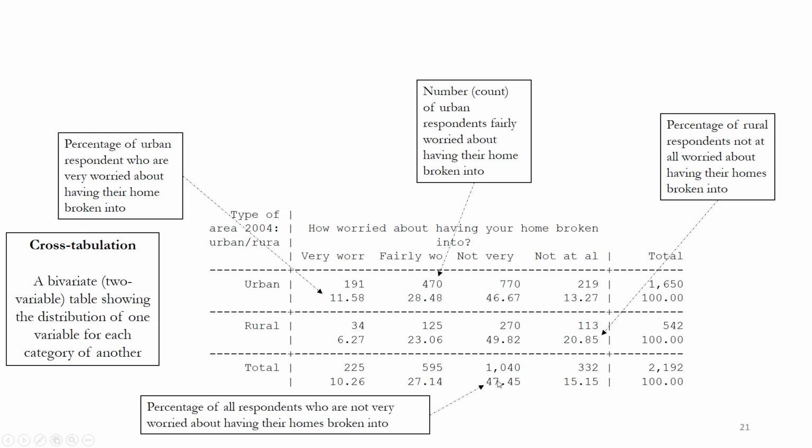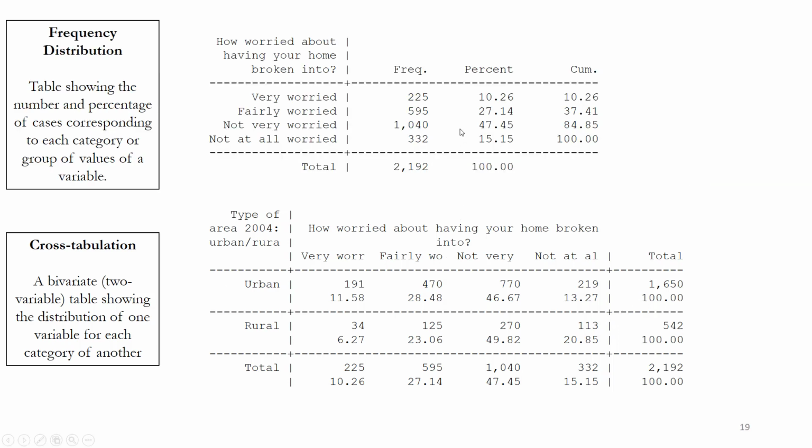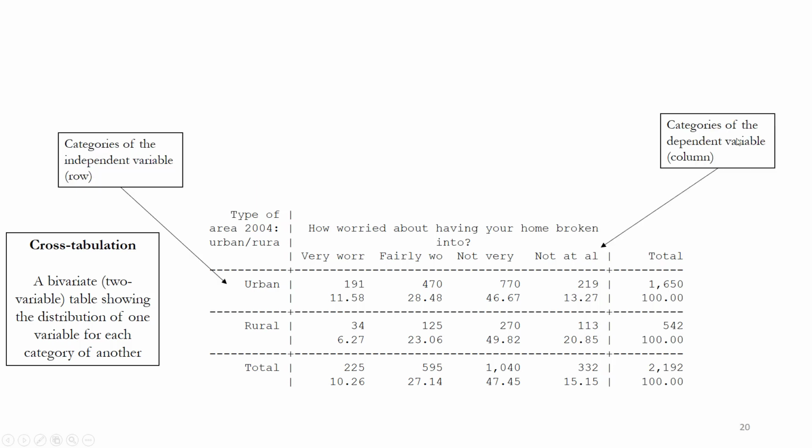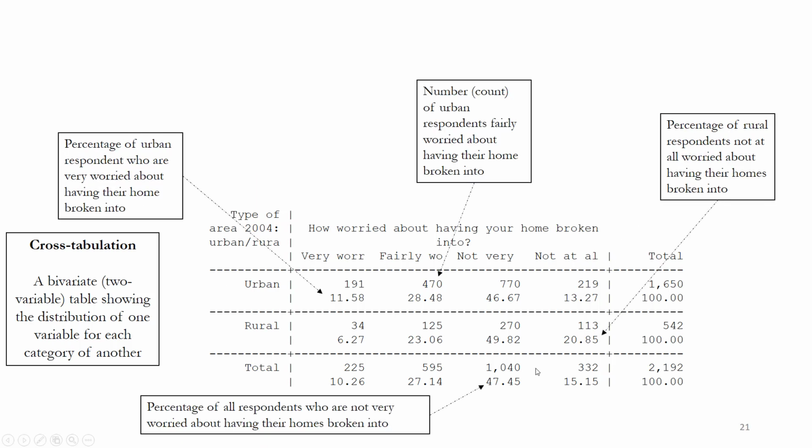The column percentages then are the percentage of all respondents who are not very worried about having their homes broken into. So if we were to ignore the independent variable and go back to the original table grouping, you'll see here that these match the original grouping where we haven't introduced any variable whatsoever. We've got 47.45 here, and we've got 47.45 on the bottom. These are the results or the percentages for the whole sample.